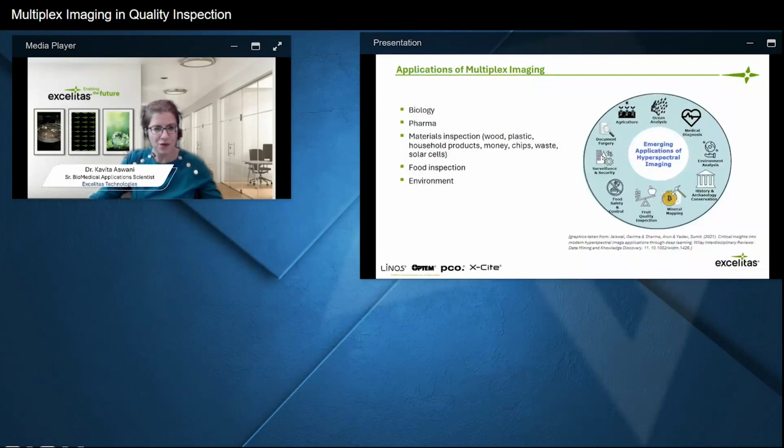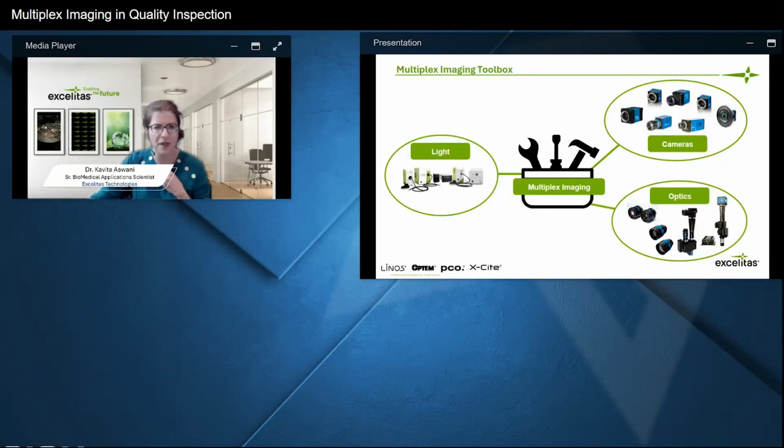Okay, so multiplex imaging applications, there are several of them. I will cover all of them one at a time when I get to them. But you can see that there's a wide range between oceanography and documents, forgery, fake money bills, fruit inspection, art inspection, and several things like that. So we're calling this our multiplex imaging toolbox, where we have the light, we have the cameras, and we also have the optics that are required to perform multiplex imaging.